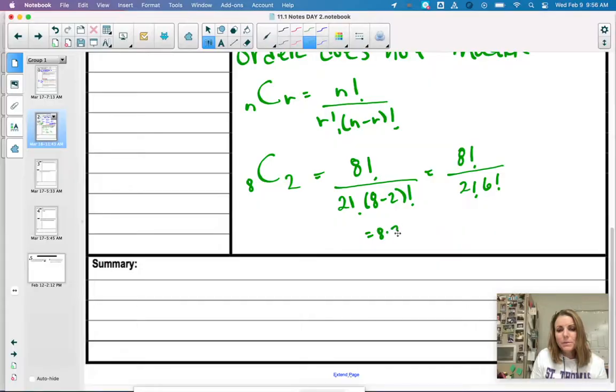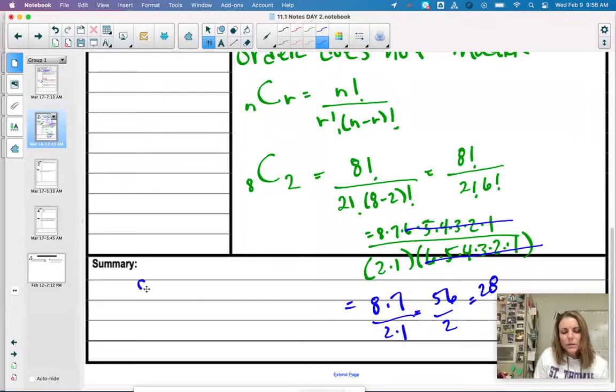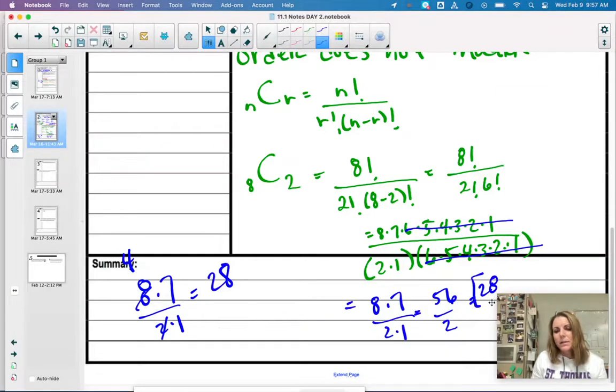So now we have 8 times 7 times 6 times 5 times 4 times 3 times 2 times 1 all over 2 times 1, and then 6 times 5 times 4 times 3 times 2 times 1. As you can see, the 6, 5, 4, 3, 2, 1 cancels with that. And now we're left with 8 times 7 over 2 times 1. Well, we could just go 8 times 7 is 56 over 2, which is 28. Or you could have said, oh, 8 divided by 2 is 4. And again, you're left with 4 times 7, which is 28. It honestly does not matter.